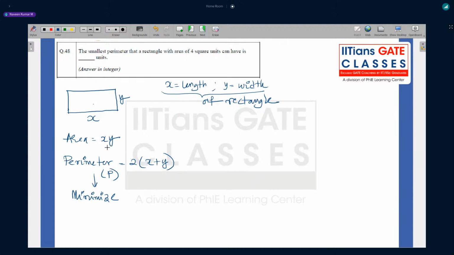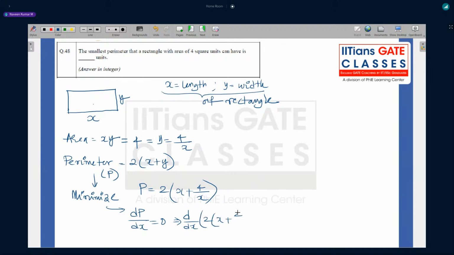As I have area A here, and the area A is 4 square units, right? Area is 4. So I can say x into y is 4. From here I can say y is equal to 4 by x. I'll substitute it here. So perimeter will be converted into 2 into x plus 4 by x. Now I can differentiate. For minimization, dp by dx should be equal to 0. Now d by dx of 2 into x plus 4 by x will be equal to 0.